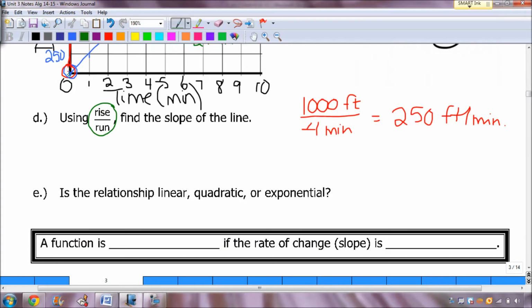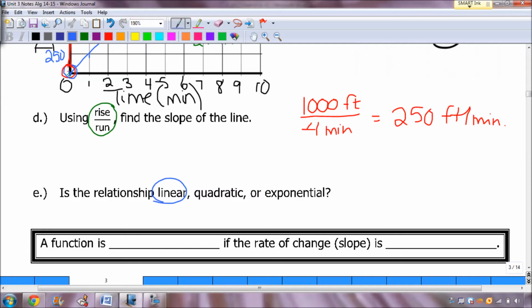Question E, is the relationship linear, quadratic, or exponential? Hopefully you know which of the three this is. Circle the answer that you think it should be and then come back to me. Okay, hopefully you said that the answer is that it is linear because it makes a line, all right?